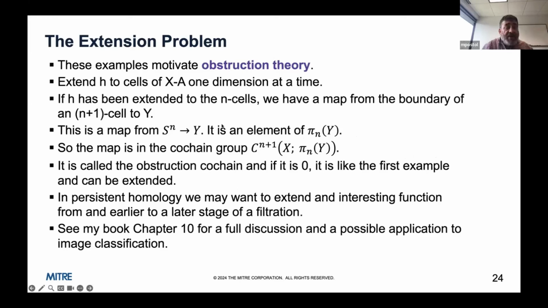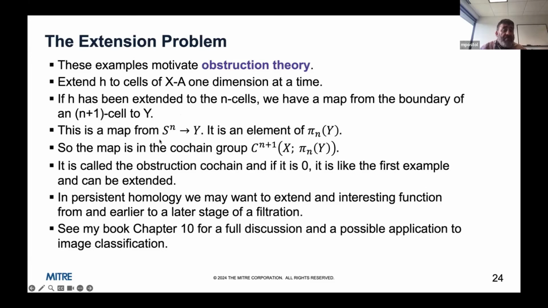All right, so obstruction theory. I now have this cell complex. I've got a map from A to Y, and I want to extend it up to X minus A. So I'm going to go one dimension at a time, kind of inductively. Let's say I've extended this to the n cells. That means that for any n plus 1 cell, we already have a map from its boundary, which has to be cells that are n or lower, to Y.